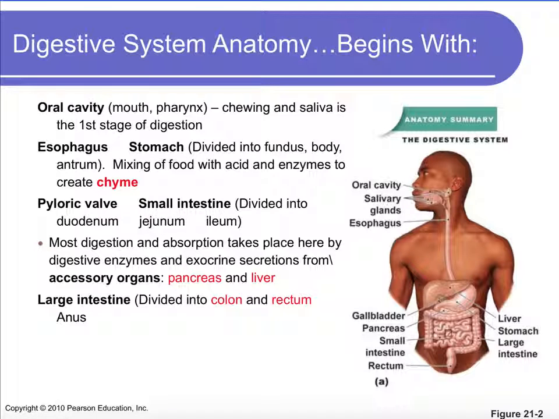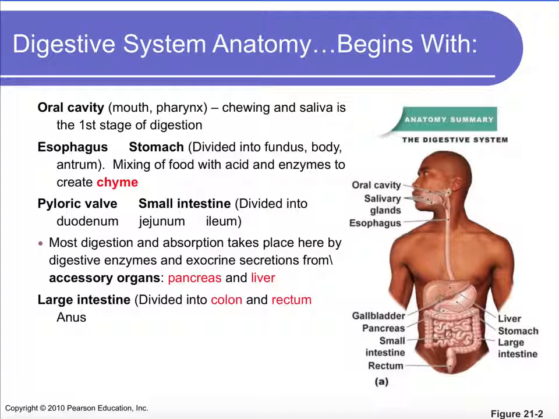Okay, so the next structure is the esophagus. After we chew, we swallow, and the bolus of food will go down our esophagus and into our stomach. Our stomach is divided into the fundus, the body, and the antrum, which is really the upper part, the body, and then the lower part. This is where we mix the foods with the acids and the enzymes that are released into our stomach, and we create chyme.